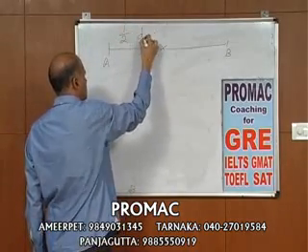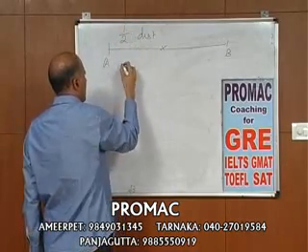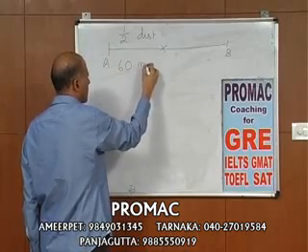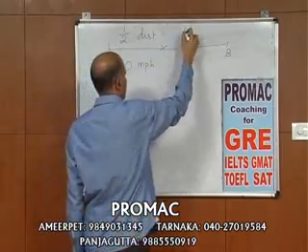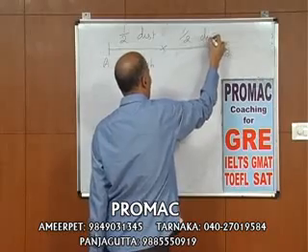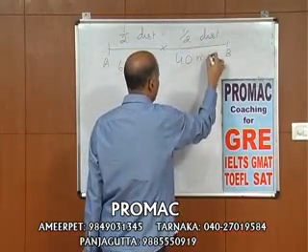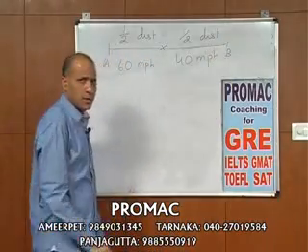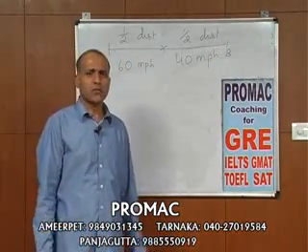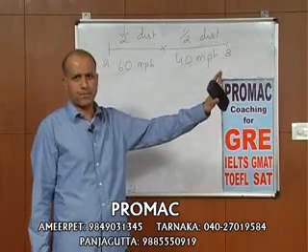Half the distance I travel at a speed of 60 miles per hour. Remaining half the distance I travel at a speed of 40 miles per hour. What is the mean speed of this total journey?